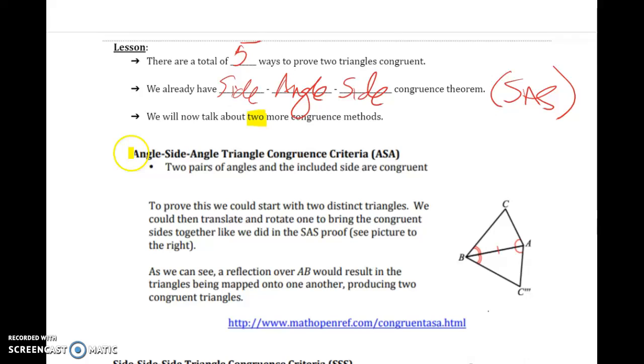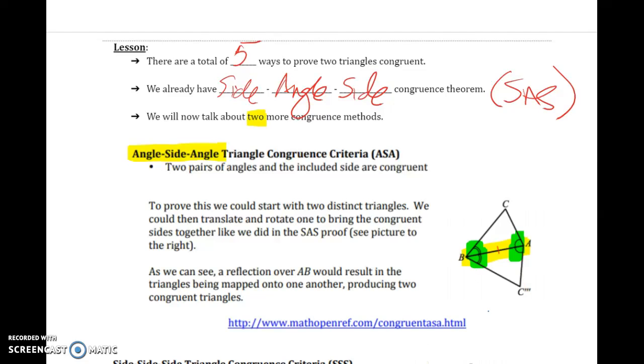As we introduced in the vocabulary, today's first method is angle, side, angle, where we need to have 2 angles corresponding in each triangle and the side included in between those 2 angles. In this example, the triangles are connected, and you can see the reflection over AB that would map ACB onto A prime, C prime, B prime.